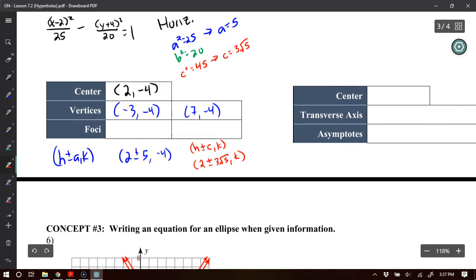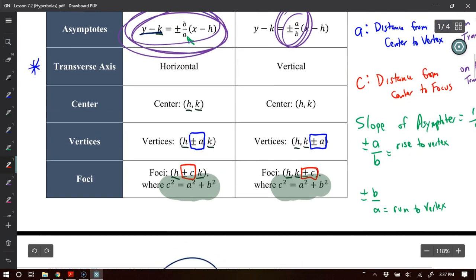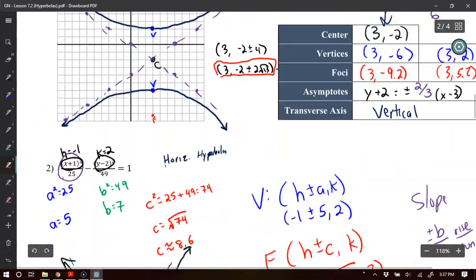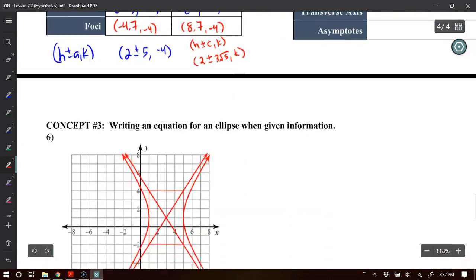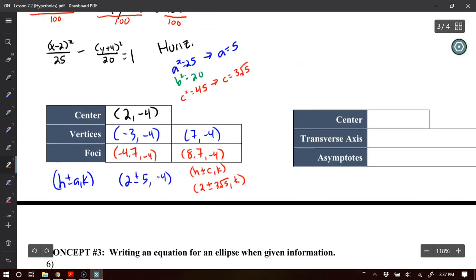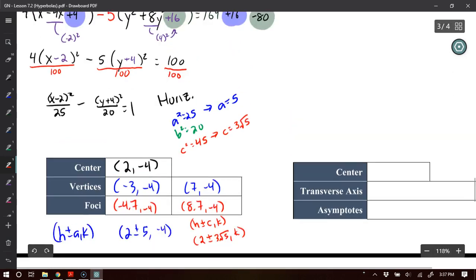Now 3 square root of 5, if I look at the decimal, that was going to be negative 4.7 comma negative 4 and 8.7 comma negative 4. And so we have our focus. So in this case, since I'm not graphing and I can't count, I'm relying solely on using these formulas on this page and plugging in my numbers. I'm not scrolling up and down the entire time because I have them memorized, where I could just write them down and use them, but do pay attention to see that's what I'm doing.